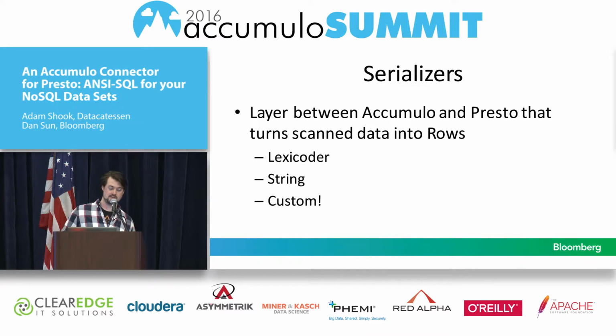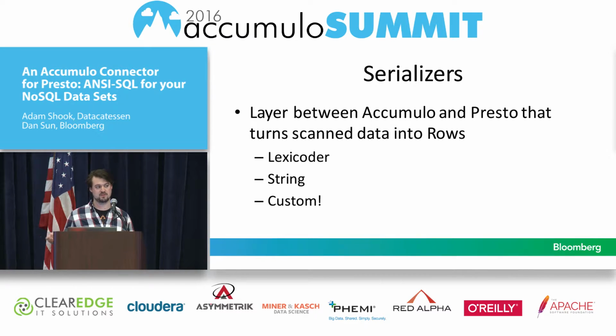Which brings me to the serializers. There are two that come with the Presto connector. This is the layer between Accumulo and Presto that actually turns the rows you're scanning from Accumulo into rows that Presto can understand. One of which is called the Lexicoder row serializer, where it uses Accumulo's Lexicoder APIs to serialize and deserialize all the Java objects, integers, longs, doubles, floats, etc., into byte arrays that are then stored inside Accumulo.